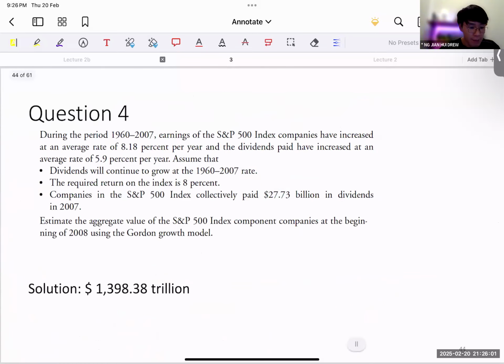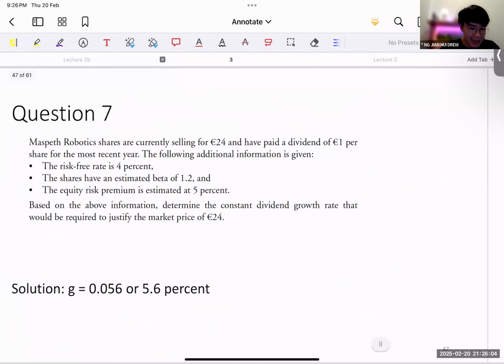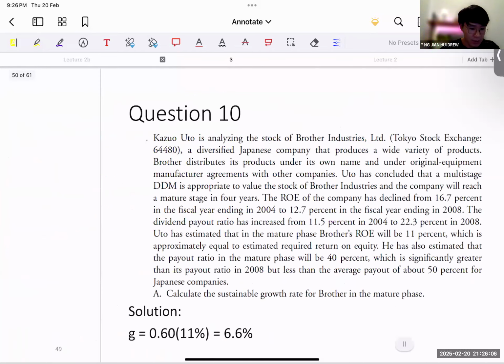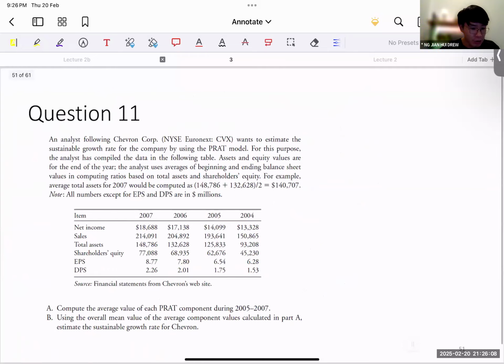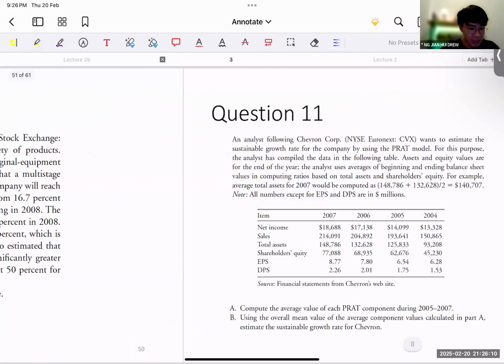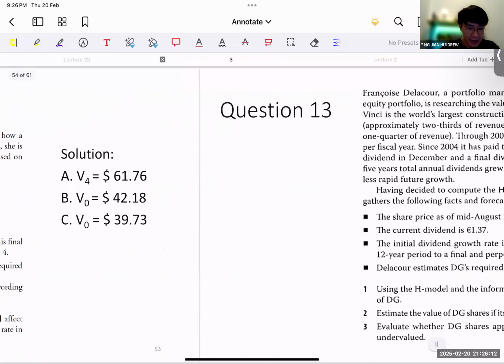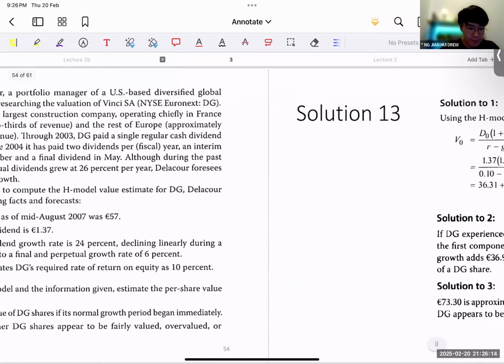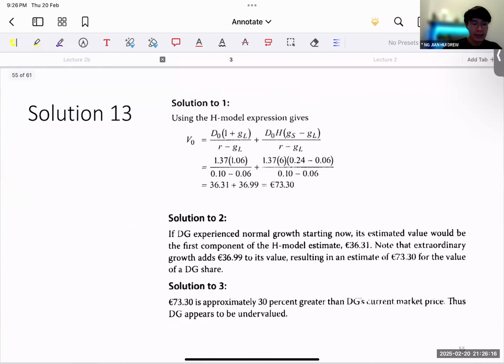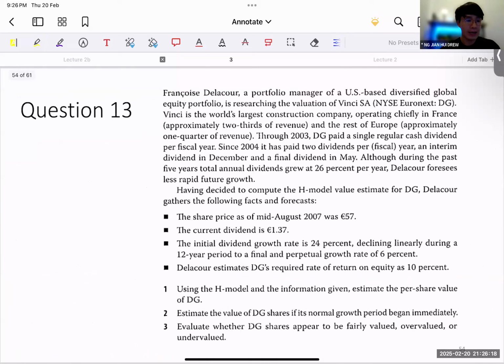Okay, there is one more question that I just want to highlight that I thought was interesting. So anyway, encourage you to go through the questions just to give it a try. Now, okay, this one. So this one is our two-stage H model.